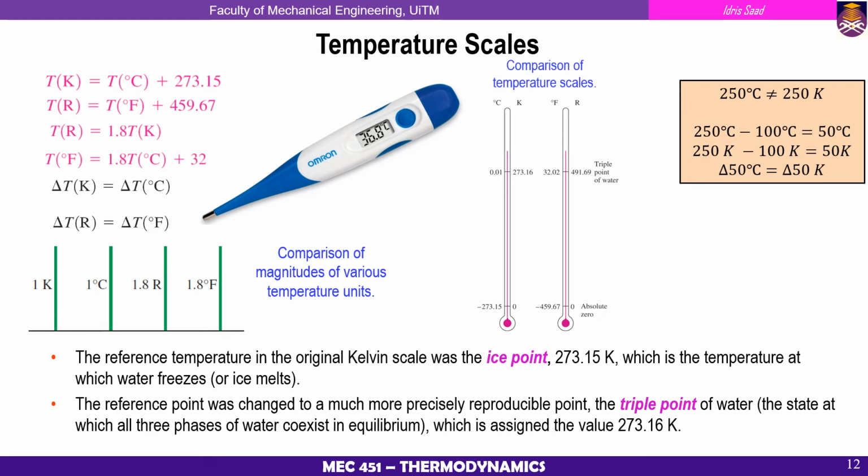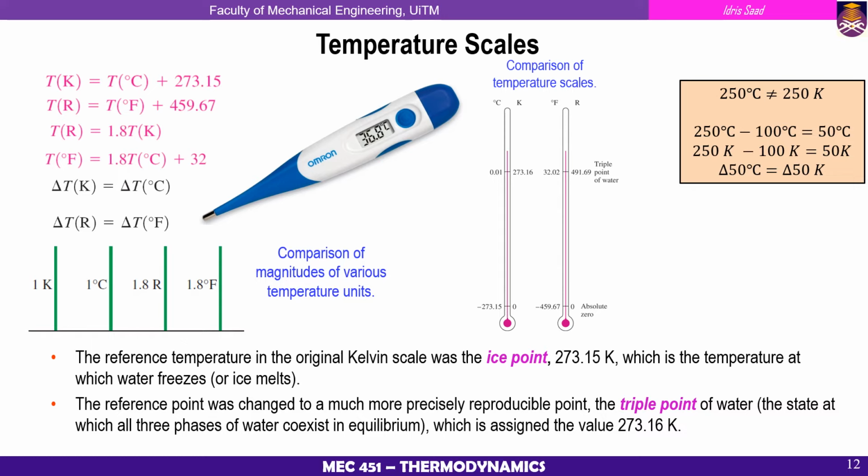In this slide, we can see the comparison of temperature scales between Kelvin, degrees Celsius, Rankine, and Fahrenheit. As you compare the scale of magnitude between degrees Celsius and Kelvin, they are actually similar. What is meant here is that 1 unit of degree Celsius is similar to 1 unit of Kelvin. The difference between degrees Celsius and Kelvin is the reference point only.